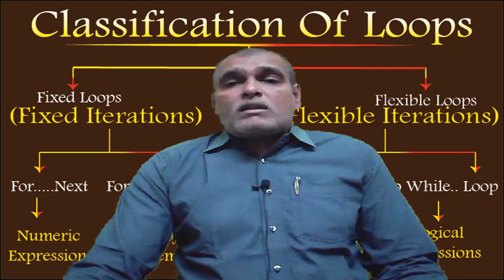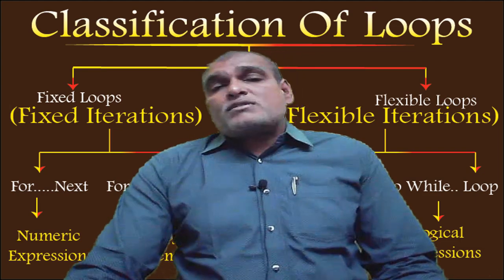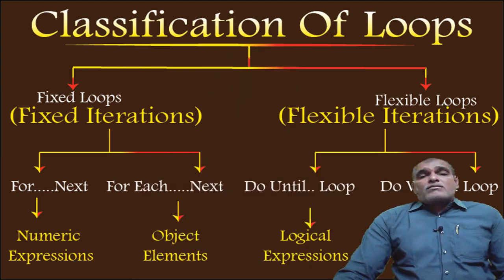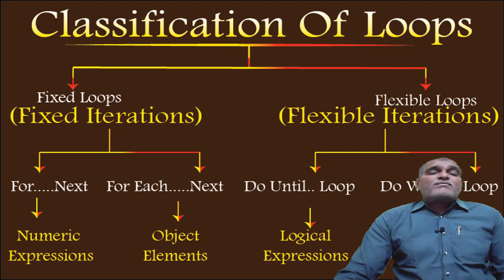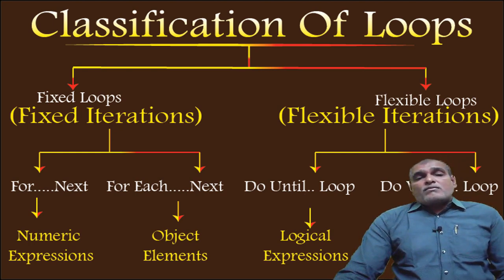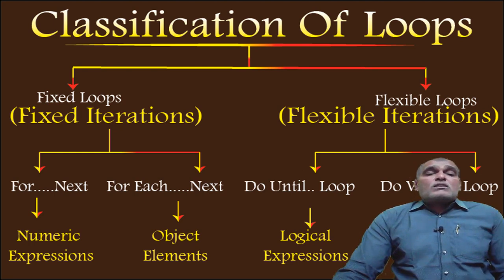So let's have a look at the classification flow of loops. We can classify the loops in two ways. First one is fixed loop and second one is flexible loop. Fixed loop is useful to run the macro based on fixed iterations. Coming to flexible loops, they are useful to run the macro based on flexible iterations.